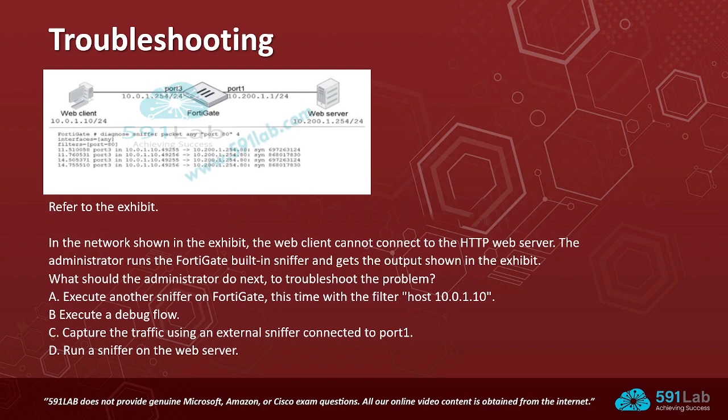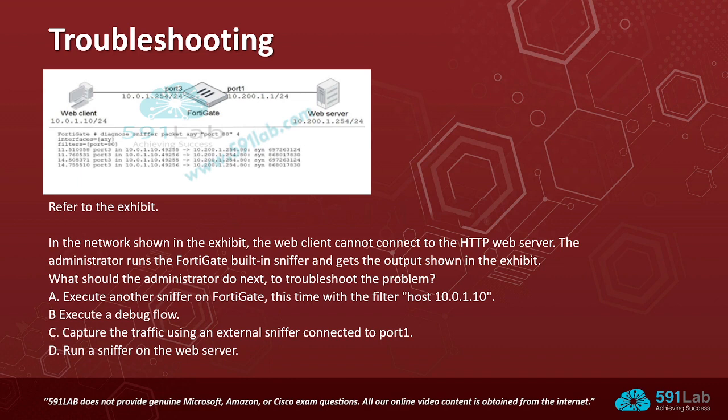Next, we got a troubleshooting question, and there we got a picture where we have a web client, a FortiGate, and a web server. In the network shown in the exhibit, the web client cannot connect to the HTTP web server. The administrator runs the FortiGate built-in sniffer and gets the output shown in the exhibit. What should the administrator do next to troubleshoot the problem?